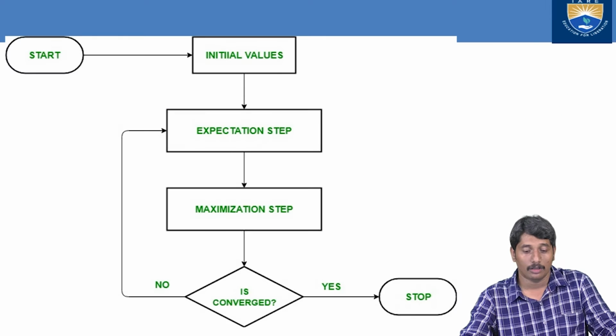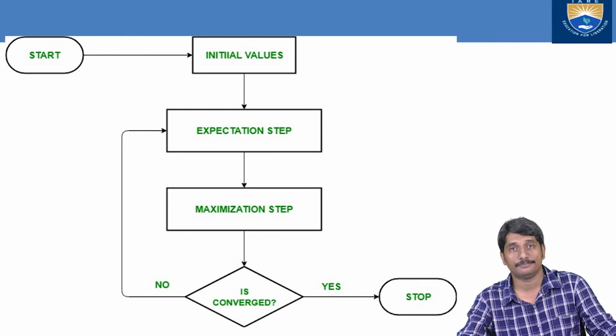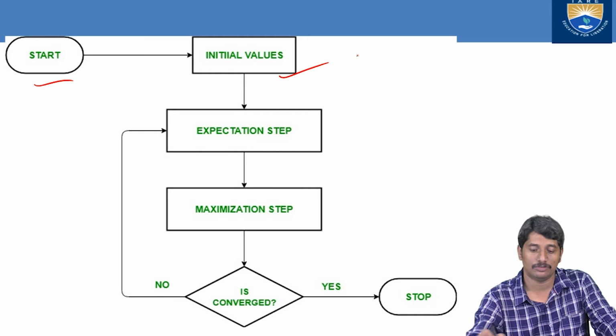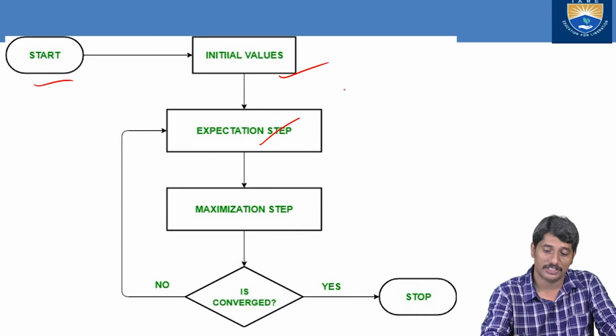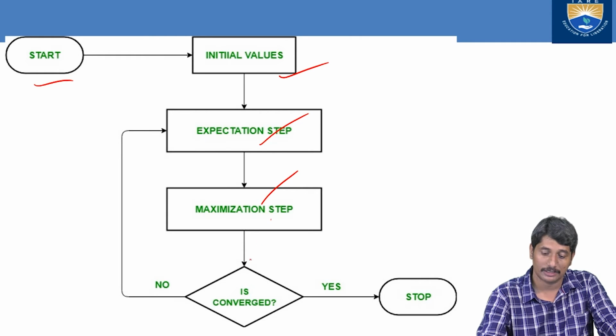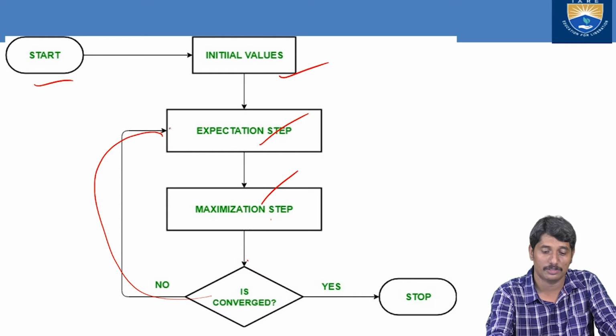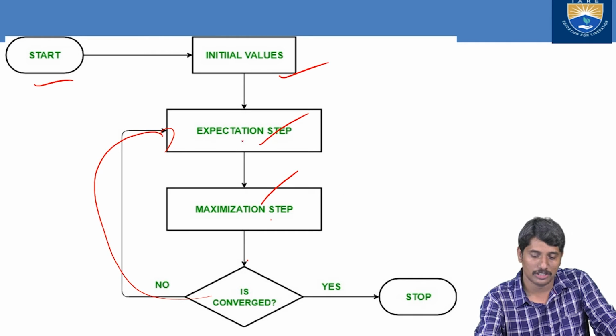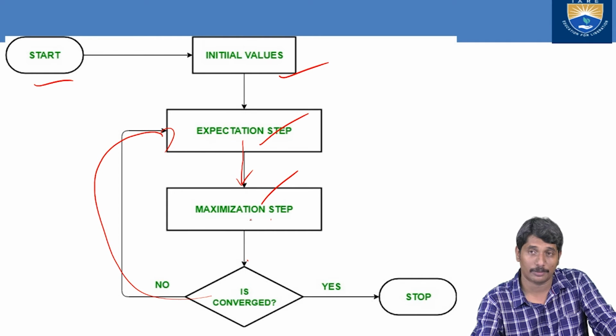If you write a flow chart of the EM algorithm, it would look like this. Start with initial values, estimate the missing values, use them to maximize the parameters. By maximizing parameters, check whether the values have converged or not. If they have not converged, again find the missing values. Improved missing values. Again, use the improved missing values to maximize the parameters.